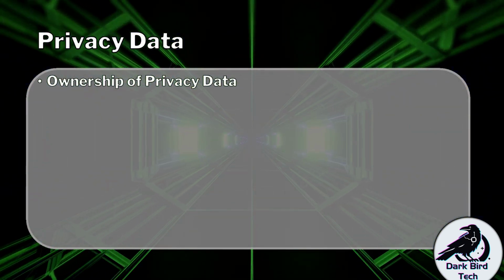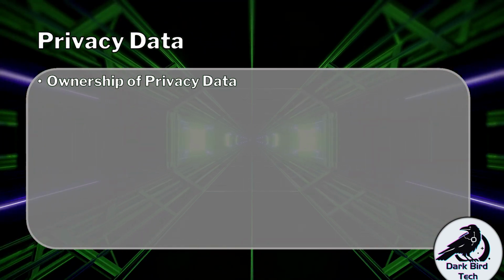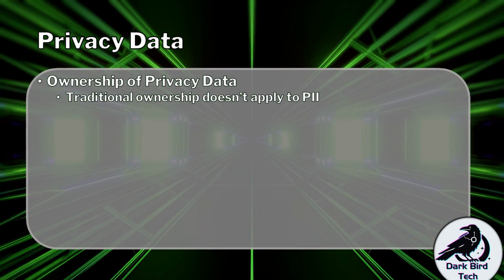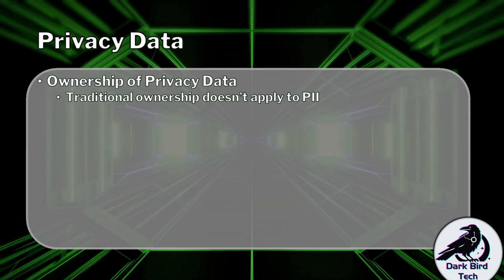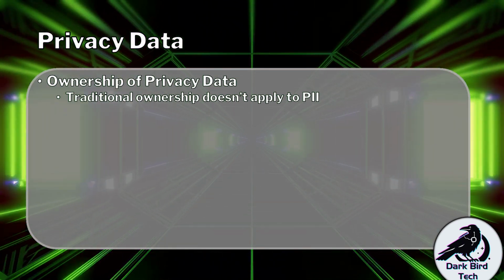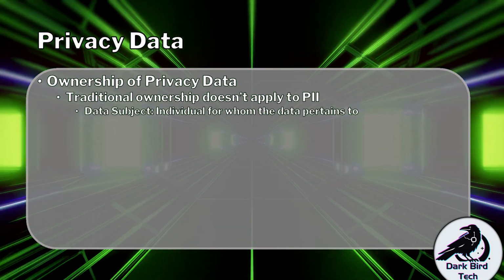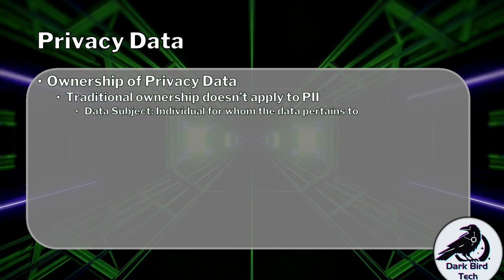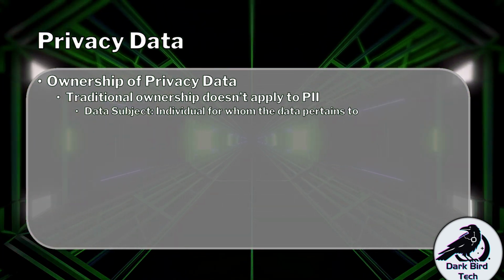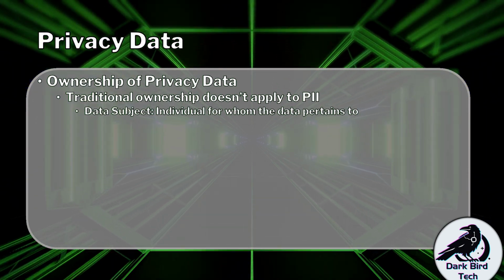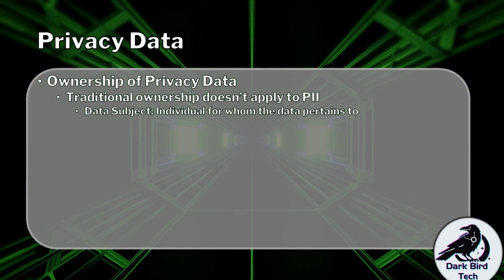We also need to talk a little bit about ownership of privacy data, because ownership of privacy data is weird. The traditional concepts of ownership does not apply when it comes to things like PII or private data. So we've got some key terms that you need to know about. So first of all, you've got the data subject. This is normally the individual to whom the data relates to or pertains to. So for instance, data about you, you are the subject of that data. Data about me, I am the subject of that data.